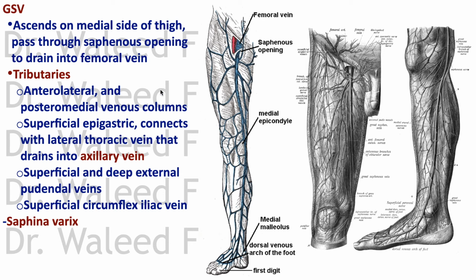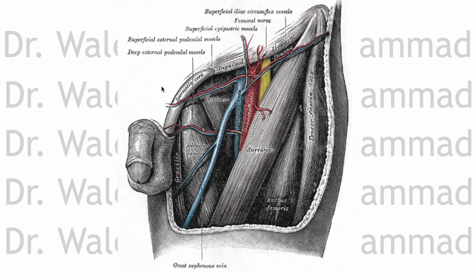This is the great saphenous vein. Okay. This is another plate to show you the superficial branches. The branches corresponding to the superficial branches of the femoral artery drain into the great saphenous vein before it drains into the femoral vein. Okay.